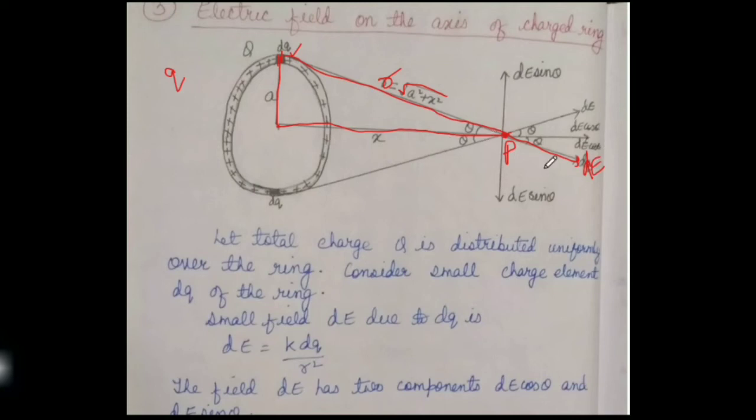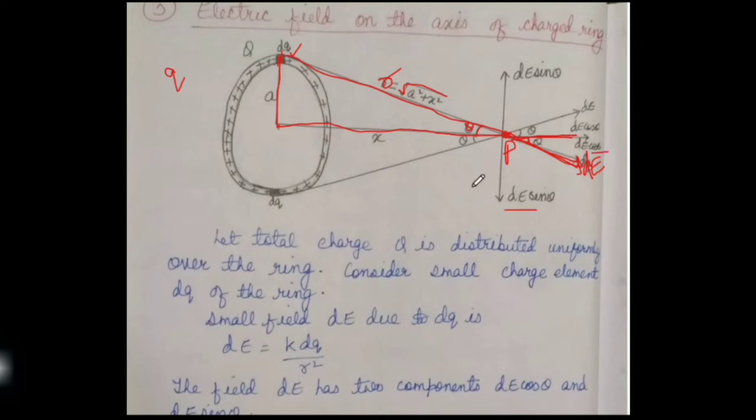Now again suppose this is the theta between this x and r. So this x is this axis and this r is this one. So if this one is theta, then this angle is also theta, vertically opposite angle. Now this is the direction for small electric field due to small charge dq. So this can be resolved into two components. One is along this one, dE cos theta, and this one is dE sin theta, right?